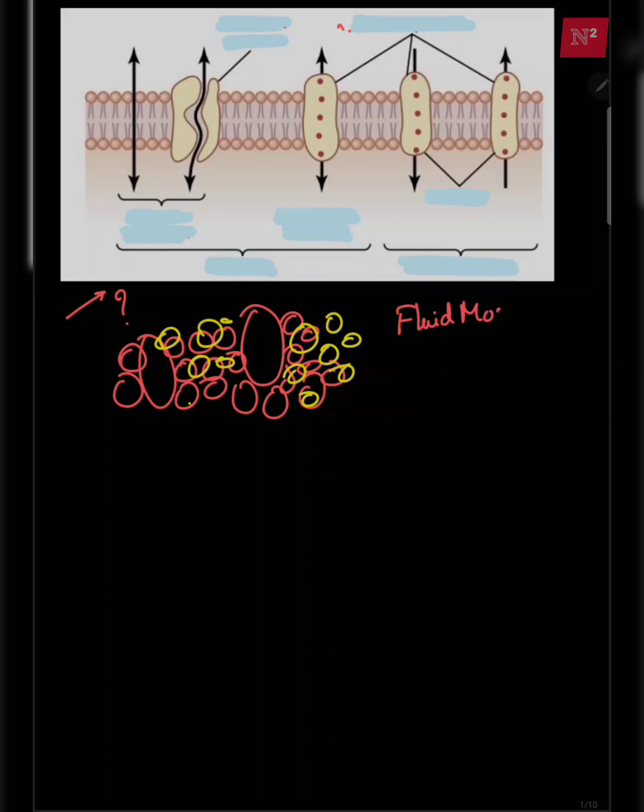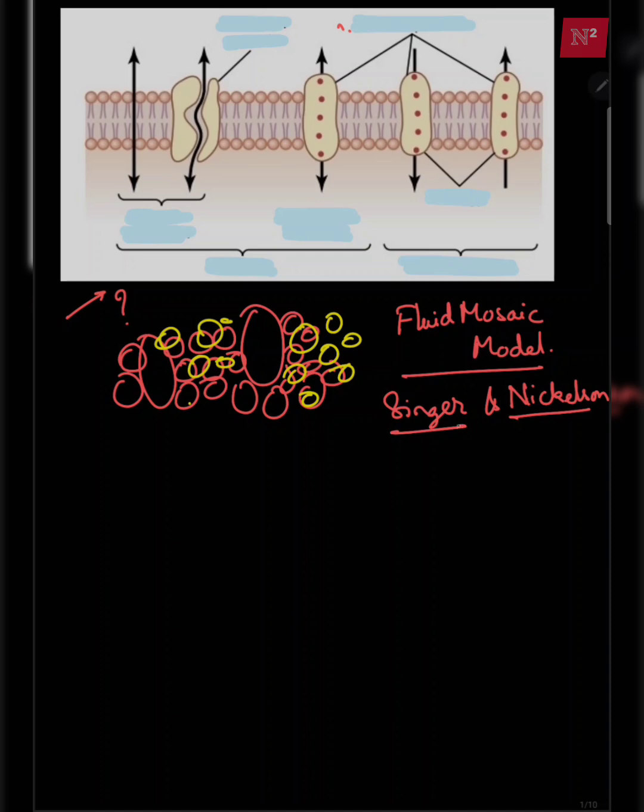Fluid mosaic model. Okay, so Singer and Nicholson were the two physiologists who discovered for the first time this fluid mosaic appearance of the cell membrane. The mosaic is because of the patterns or the molecules that are present in the cell membrane, and the fluid nature is because of the constant movement of these molecules. So these structures that you can see are not always stagnant.